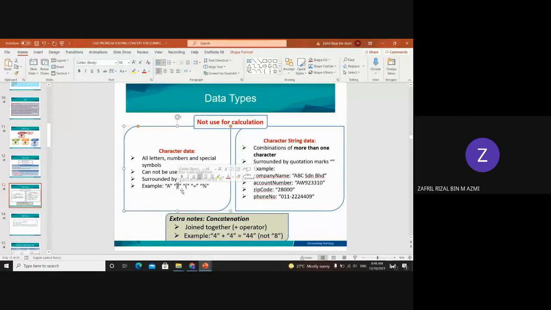Why is it so? Any idea? If you refer to the example of string, you see this is a number, so why is it declared as character string data and not a numeric value? Any idea how we differentiate between a number that is numeric and a number that is a character? It has quotation marks. Yes, we put quotation marks.